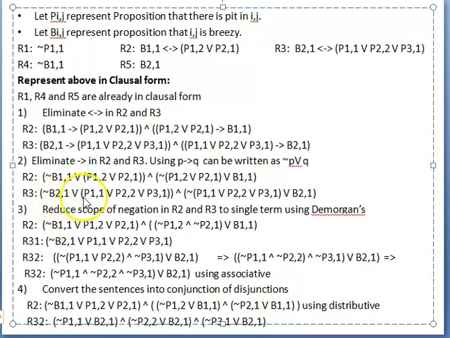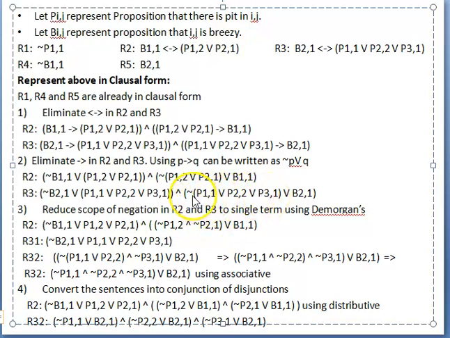Now we can see here we have this statement in which the negation is applied to 3 terms and here negation is applied to 2 terms. So what we will do is reduce the scope of negation to a single term using De Morgan's. For the first one, in which only 2 terms are involved, it is very easy because we will get negation of P12 and negation of P21, as you can see here. So this was pretty simple, but in this one we have 3 terms involved.